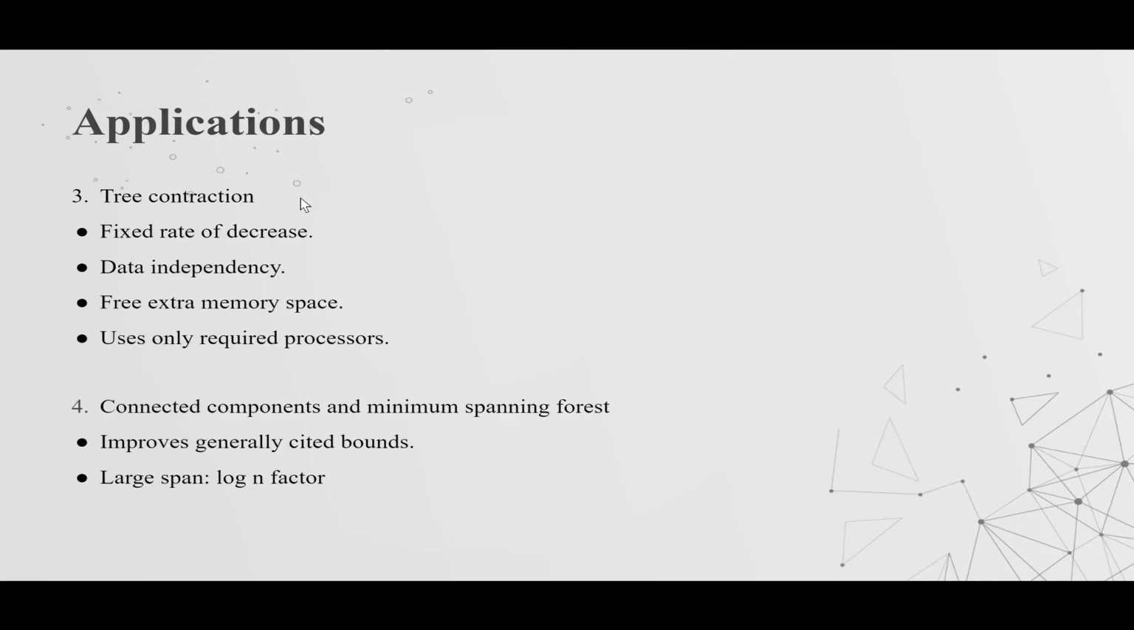Now, in tree contraction, the rate of decrease is fixed and it is data independent. Their way of doing the algorithm frees up extra space since the memory use decreases geometrically, and a specific fraction of memory locations that are no longer needed are freed up. At the end of each phase, they use oblivious sort, which removes the memory entries and reduces the work time. Next are connected components and minimum spanning forest.